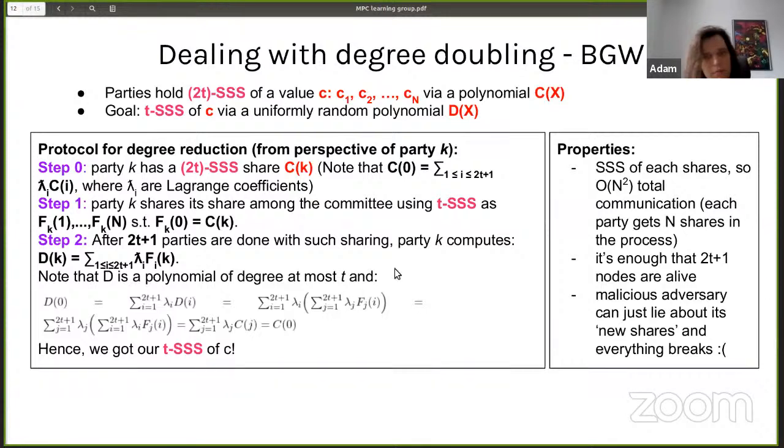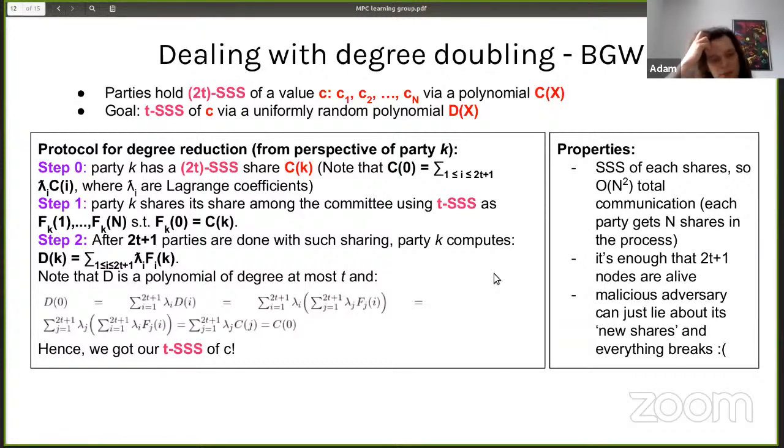But it's got some problems. The main problem with it is that there is quite a lot of sharing here. So you need to share each of the shares, which translates to O of n squared total communication. And while some nodes can die, no node can cheat here. It's enough that just one node lies about its sharing and just puts some random numbers everywhere, which are not connected to its initial share, for everything to just break. You're going to have just random output instead of the correct one.